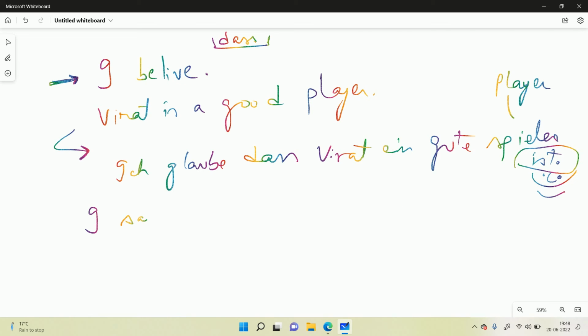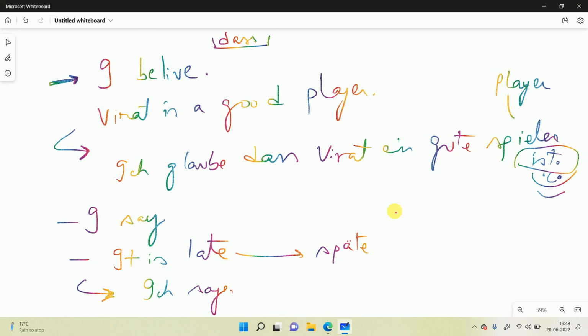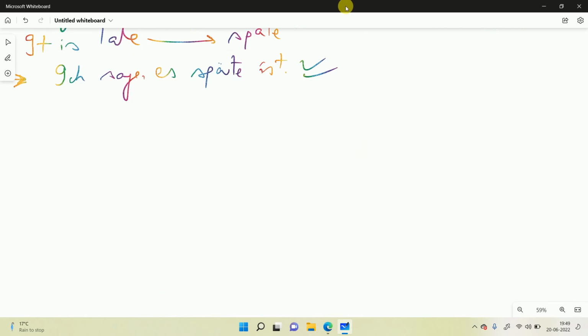I say, that is, I'm insisting. And the second sentence is, it is late. Right? So late could be spät. So try to convert this using dass. Ich sage, es spät ist. Perfekt. Dann gehen wir weiter mit noch ein paar Beispielen.